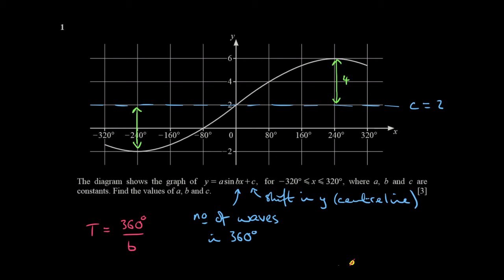So a is equal to 4 because the distance from 2 all the way up to 6 is 4, or 2 all the way down to -2 is also 4. Okay, so a is 4, c is 2, and b was 3/8. Okay.